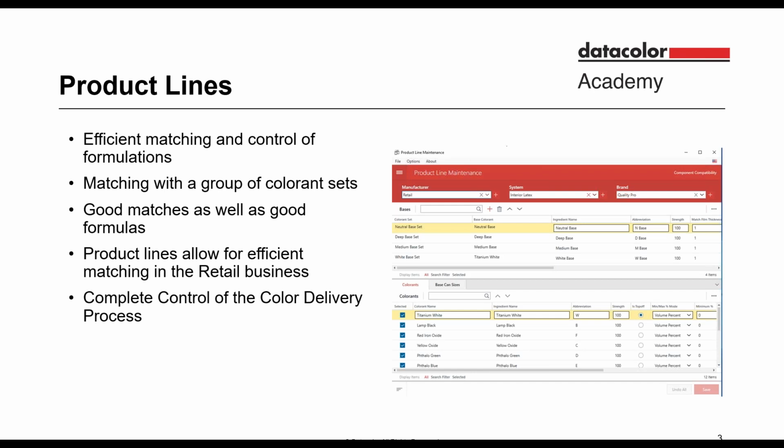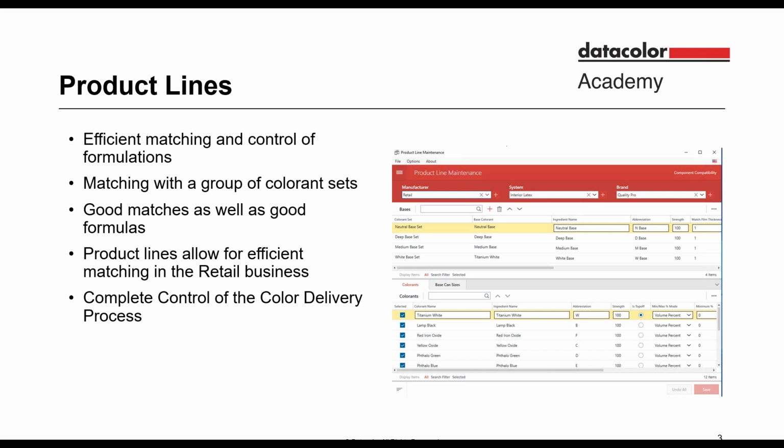So what exactly is a product line? Match Pigment has the ability to make product lines. And if you remember from our original Match Pigment webinar, you have a job, and part of that job is being able to use a particular colorant set to match a target. What a product line allows you to do is use multiple colorant sets to match a target. So you can use a group of colorant sets to match a target and find the most efficient set that matches that target for you.